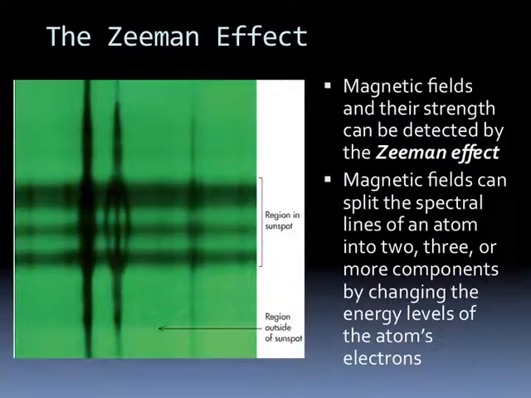Now we can measure the strength of a magnetic field due to something called the Zeeman effect. Magnetic field lines can split the spectral lines of an atom into 2, 3, or more components by changing the energy levels of the atom's electrons. Essentially, the electrons have something called spin, kind of like the Earth spins on its axis. Depending on whether the spin aligns, is perpendicular, or anti-aligns, instead of one spectral line, where there's a magnetic field, I could get it to divide into 3. By looking at those spectral lines and how far apart they are and how many there are, we can determine the strength of the magnetic field.